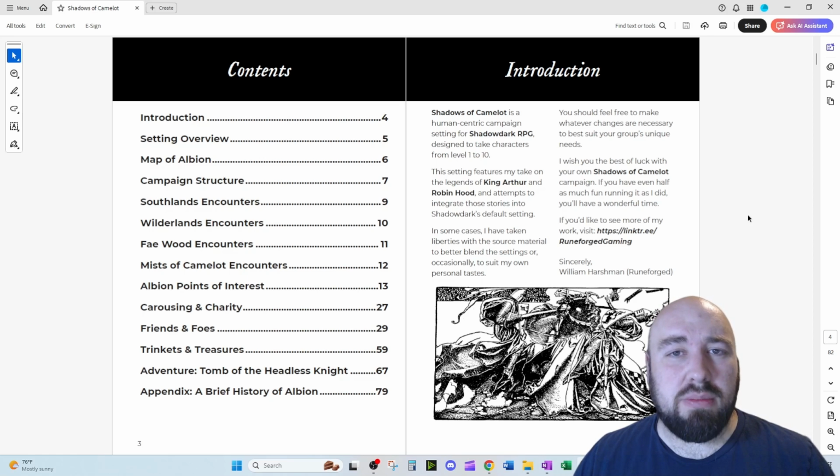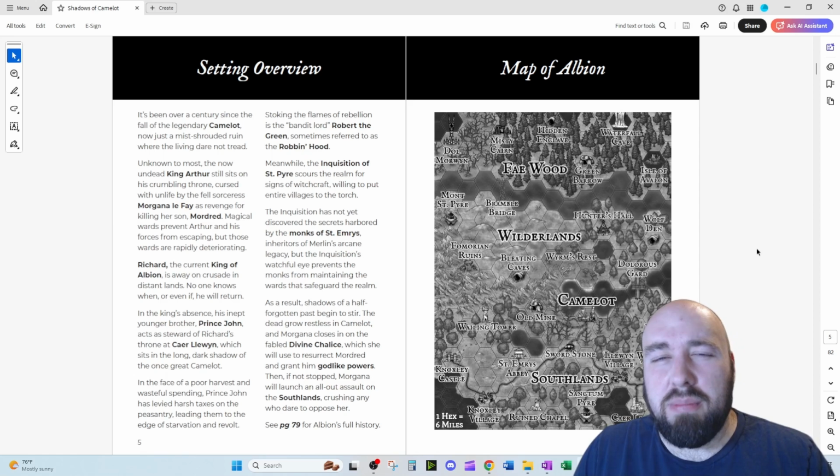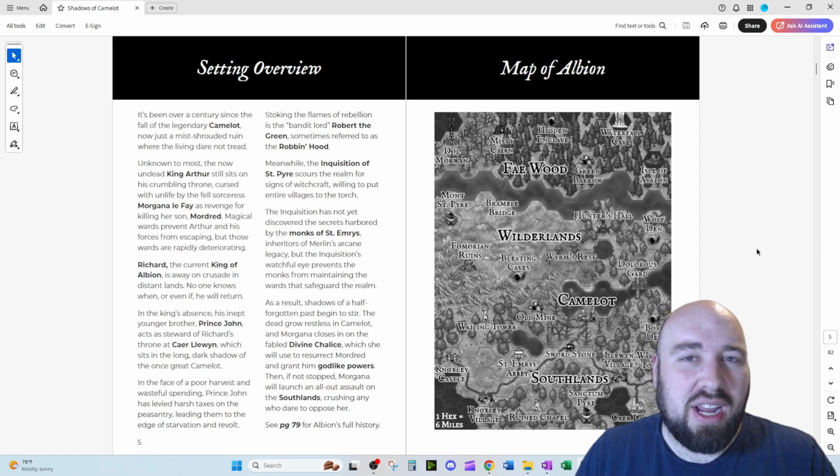Other than that, this page mostly just talks about the things that we covered in the overview. Next, we've got a quick one-page overview that covers the setting of Albion. I'm going to go ahead and read it for you verbatim, but please feel free to skip to the next section if you don't want to hear me reading.